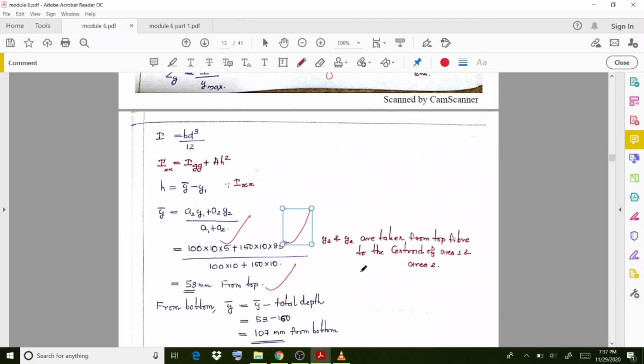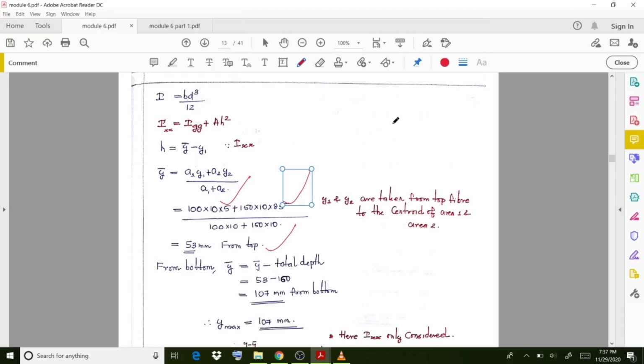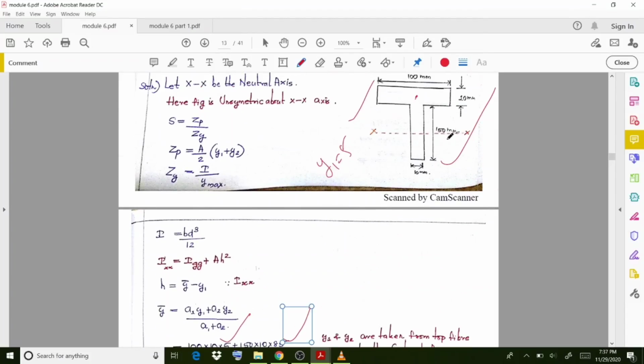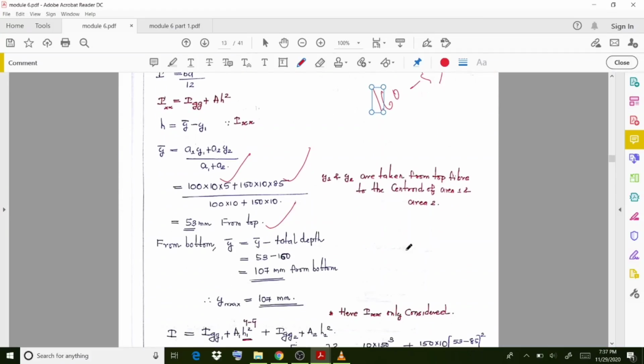And if you consider from bottom, the total height is going to be 150 plus 10, 160. So 160 minus 53, you will get 107 from the bottom. So the y max is going to be 107. So you got the y max value.